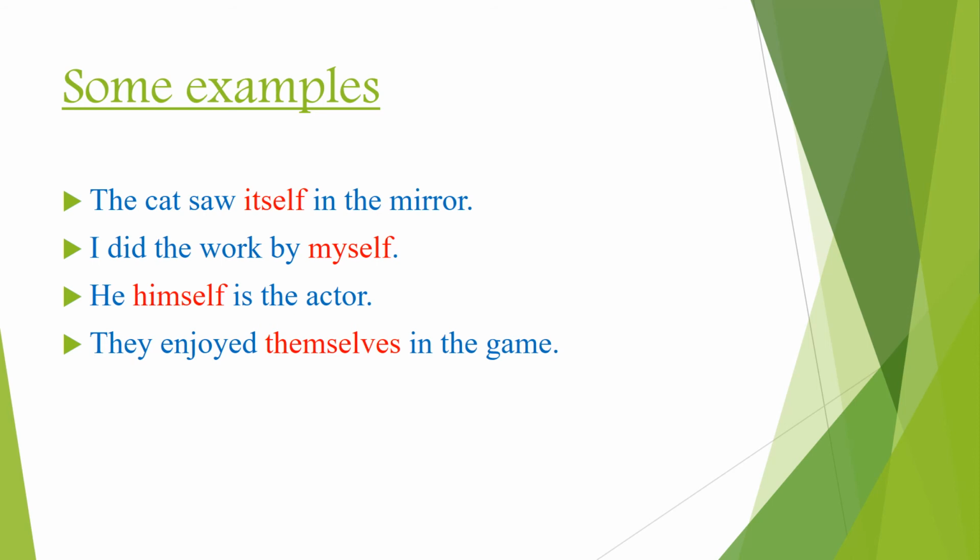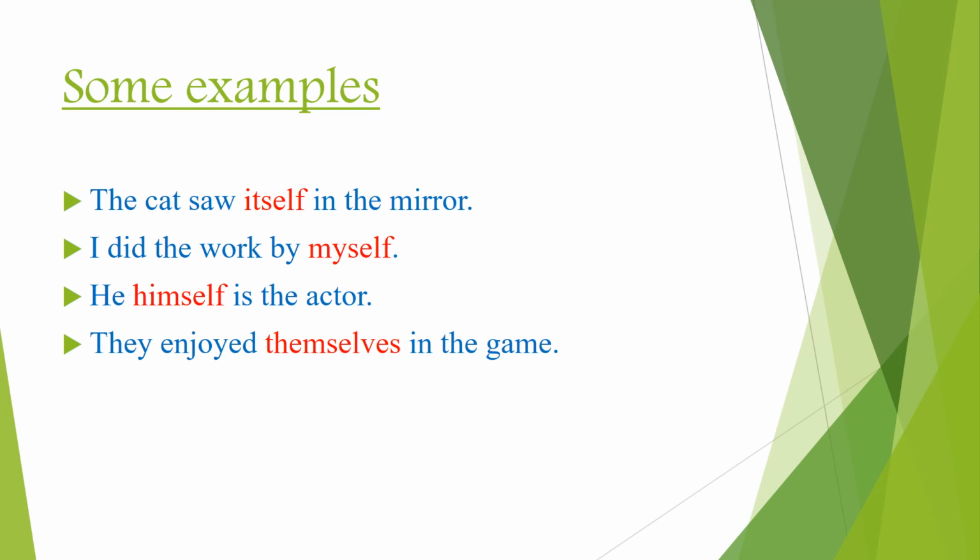Okay, sentence number 3. He himself is the actor. Now I'm talking about a person, that's the third person, and I'm talking about a third person using the third person personal pronoun as well as the third person singular reflexive pronoun. So he himself is the actor. Himself is the third person singular reflexive pronoun.